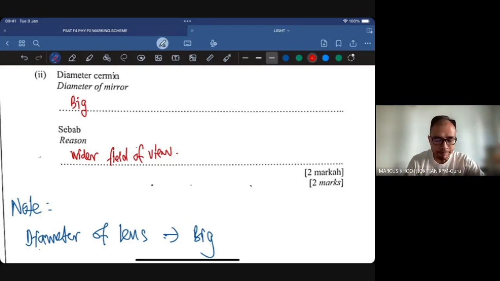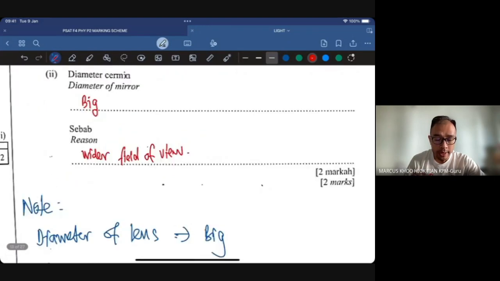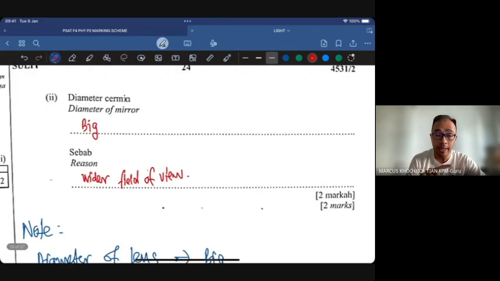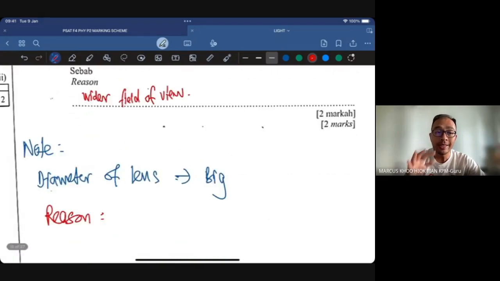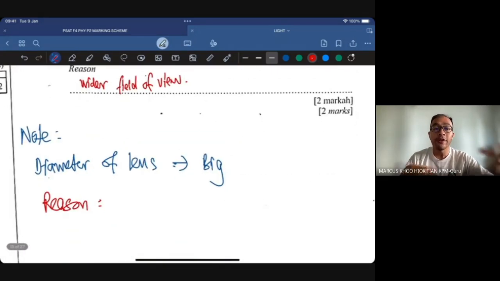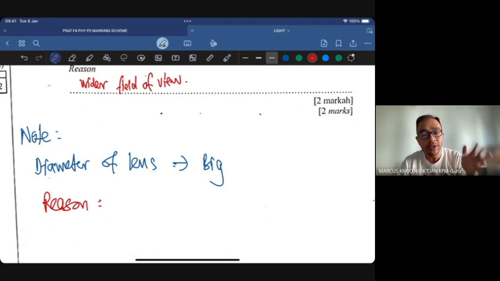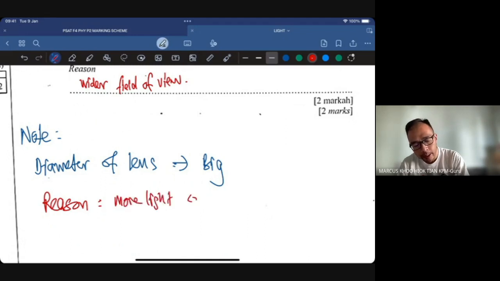Just a side note, when we say diameter of mirror is big, our general reason is wide field of view. But if it is a lens, diameter of lens is big. Lens is kanta. The reason is not wide field of view. Wide field of view is for mirror. The reason for a big diameter of lens is so that more light can enter.